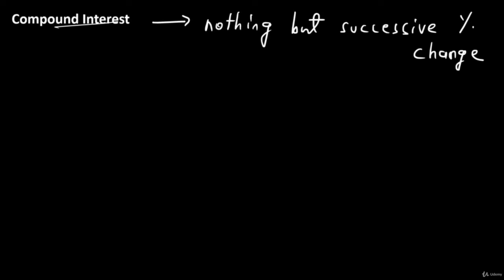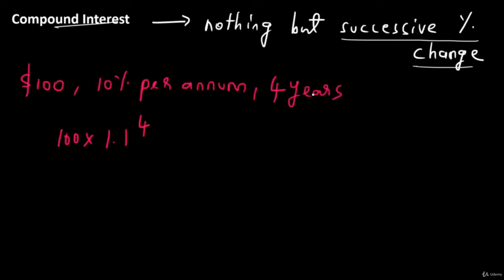Hi students, in this video, let's go deeper with respect to compound interest. Now remember, compound interest is nothing but successive percentage changes. All right, so even though we are going to learn the formula in this video, for any practical purpose in the exam, the best way to calculate the compound interest is by using the concept that compound interest is nothing but successive percentage change. Now let's take an example. Let's say you are giving somebody $100 at 10% per annum for 4 years at compound interest. So this is the scenario.